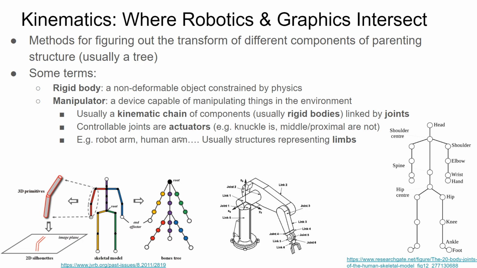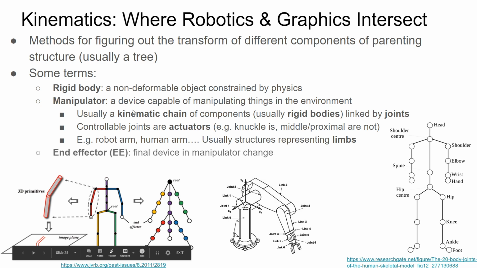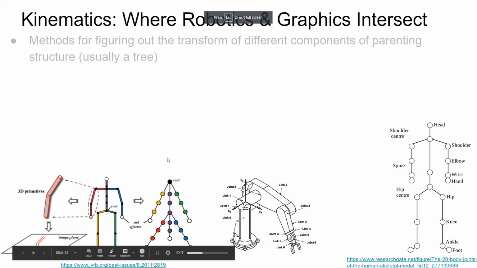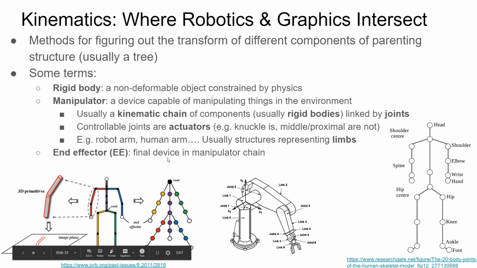Robot arms, human arms, and so on, structures that are called limbs, or structures that represent limbs, are usually seen as the manipulator itself. It varies a little bit, but I think the more generally accepted definition of manipulator is the entire limb. The end effector is the final device in, I don't know why I wrote change, this should be chain. The end effector is the final joint in the chain of the manipulator.